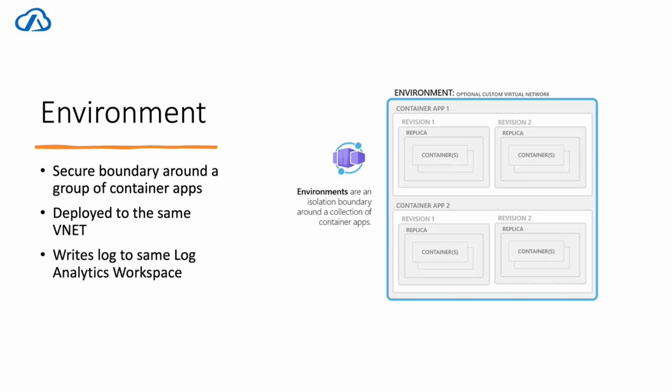There are also different scaling criteria present, which we will talk about in the demo part. Now, let's understand some of the basic concepts of Container Apps. The top-level logical grouping is called an environment. As it's called out here, it's the secure boundary around a group of Container Apps. As you can see in the picture here, an environment is a logical boundary, and one environment could have multiple Container Apps, right?